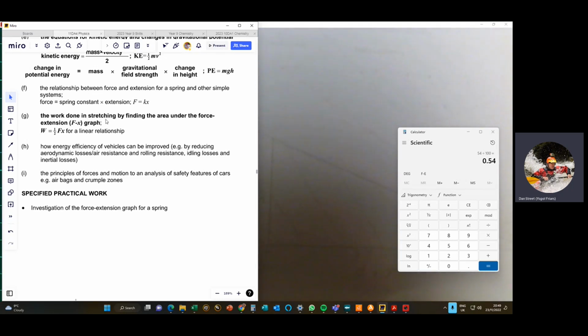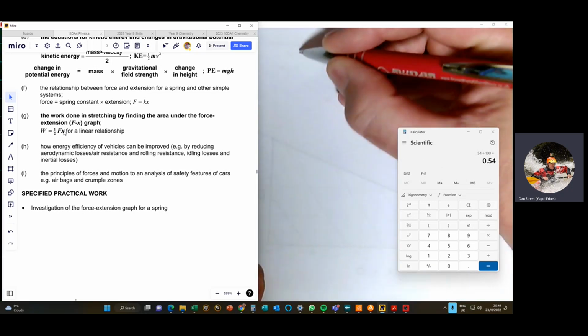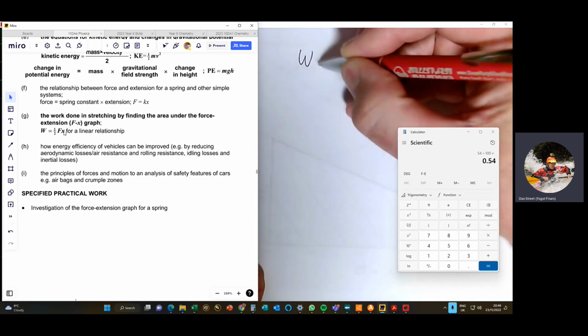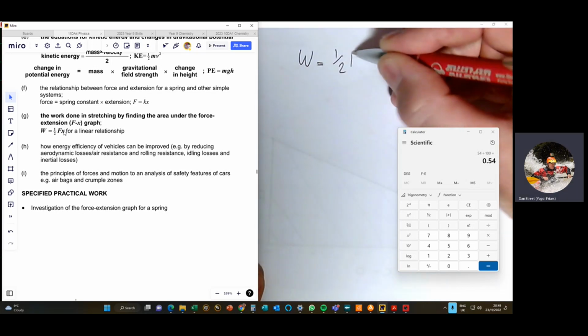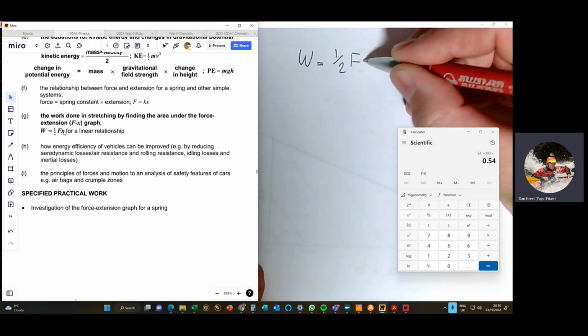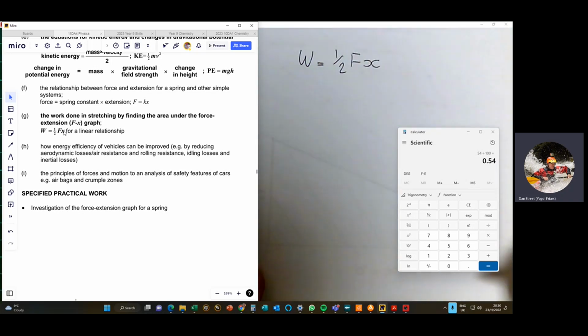The work done in stretching by finding the area under a force extension graph. Okay, so the formula is work done is half force times extension. So if we just transfer that over onto here, the work done by a spring is half of the force exerted on it times the extension caused by that.